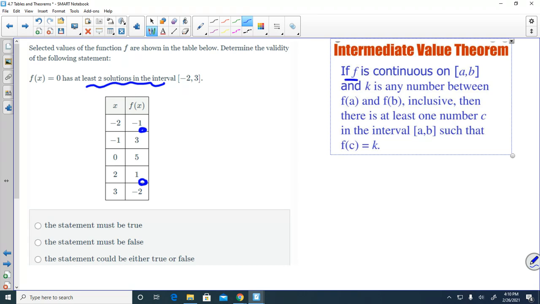So first of all, f has to be continuous. Well, does this say that f is continuous? No, it does not. So this graph could have some holes. Like there could be a hole in between x equals -2 and -1, and so the graph would totally skip over 0. So we would just say the statement could be either true or false because f is not known to be continuous.